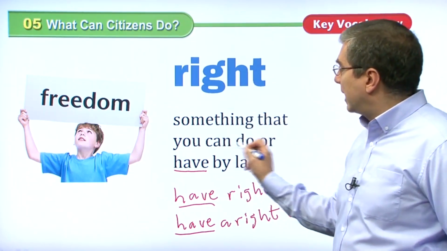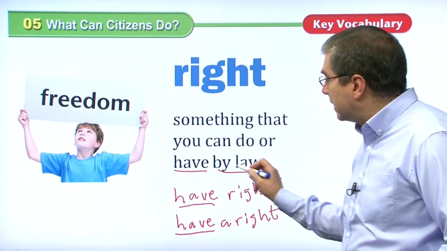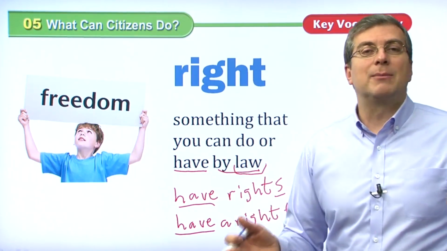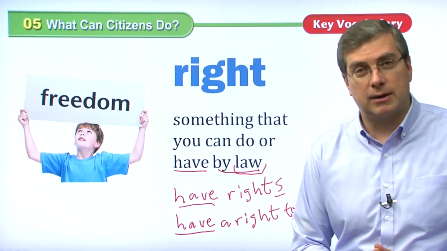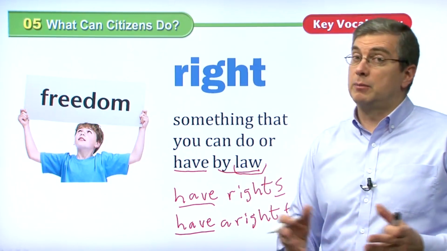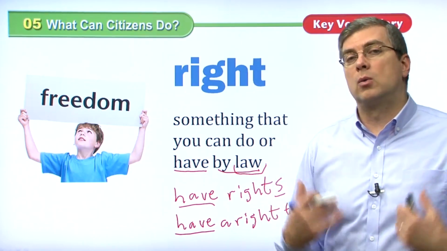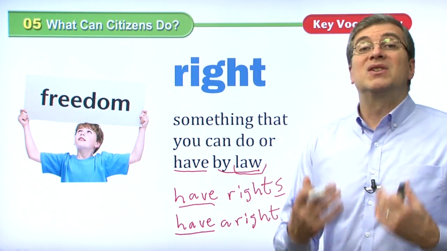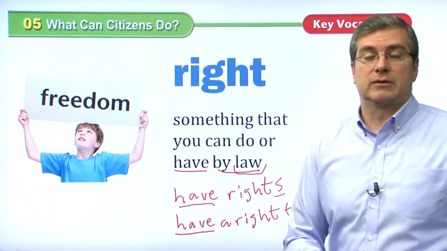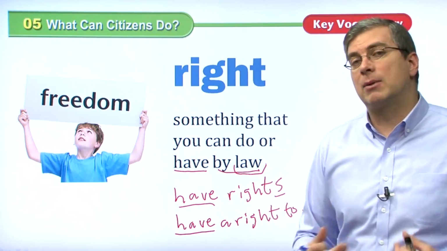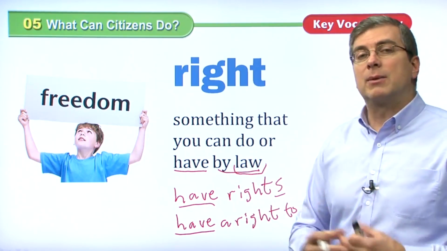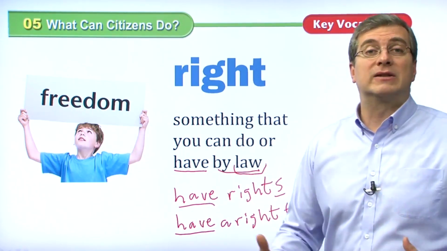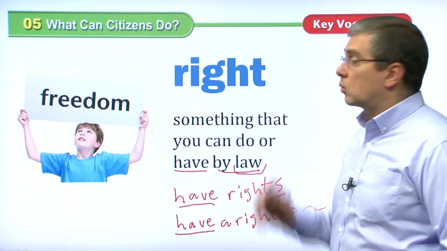Now, right, something that you can do or have by law. That's important right there, by law. Most of us live in a democratic society. Most people in the world, thankfully, live in a democratic society. Some people don't. Some people don't have all the rights that we have because their society does not have the laws that protect their rights or that give them rights, right? We enjoy a lot of rights in a democratic society by law. Our democratic government makes laws that give us a lot of rights to be able to do something. So these are rights, okay?